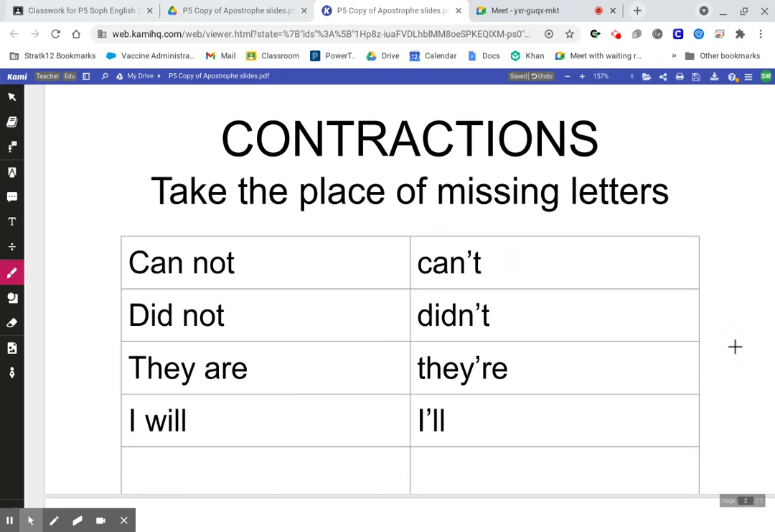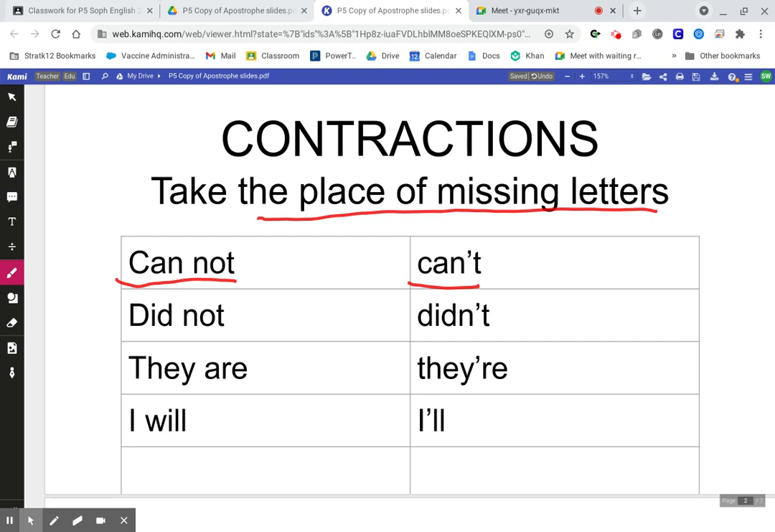One of the ways that the apostrophe is used is for contractions. Contractions take the place of missing letters. So when you're talking with your friends in the cafeteria, you're not going to say, I cannot stand this food. Okay? You're not going to say that. You're going to say, I can't stand this food.